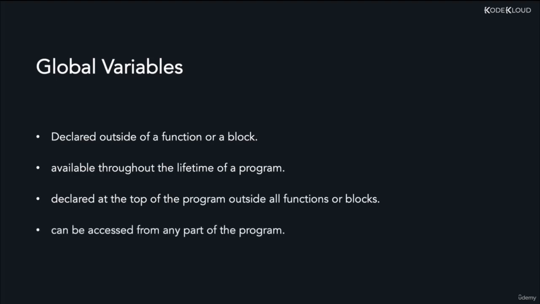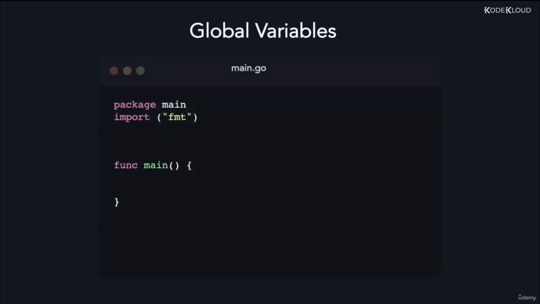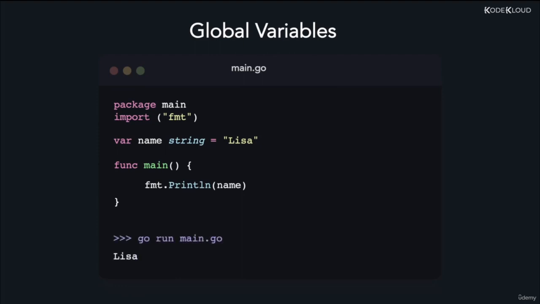So let's see how we can create a global variable. Over here, we have declared a string called name, and we've initialized it with the value Lisa. And note how it's at the top of the program and it's outside all the functions. So we're going to simply print it inside our main function. Now this proves that a global variable can be accessible from anywhere in a program.